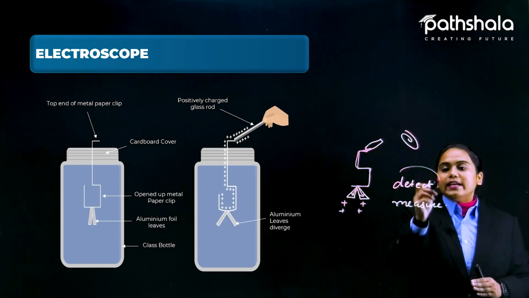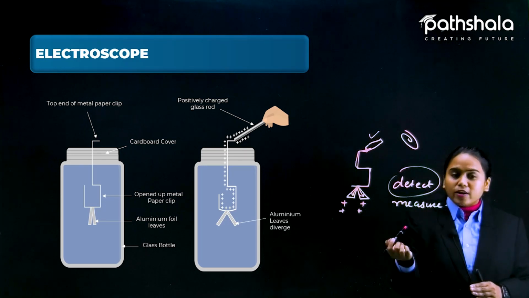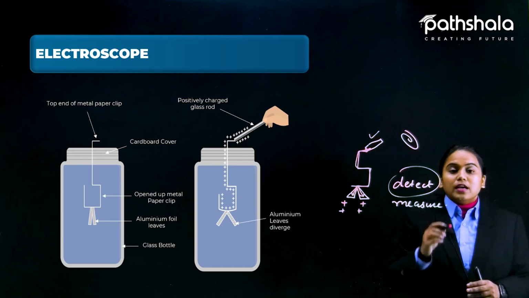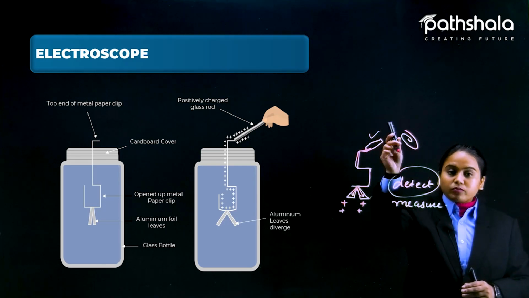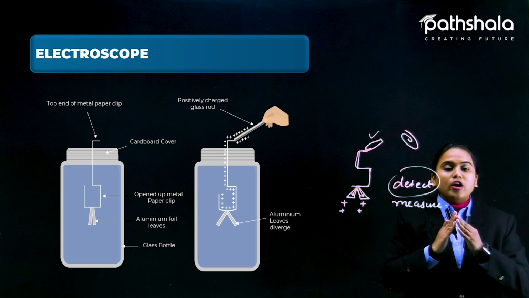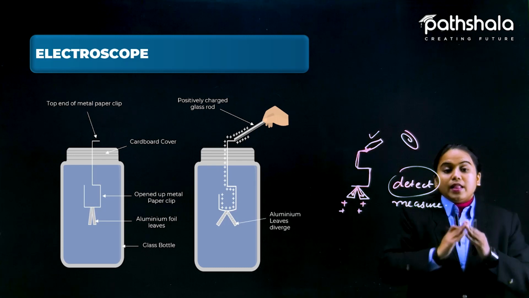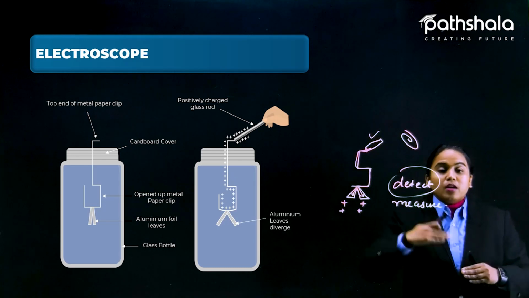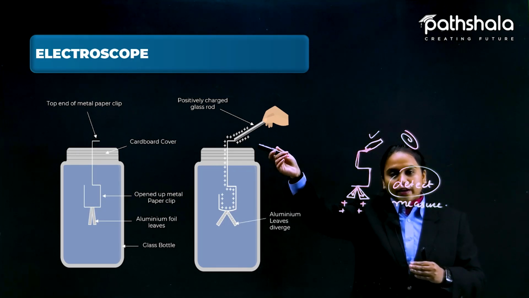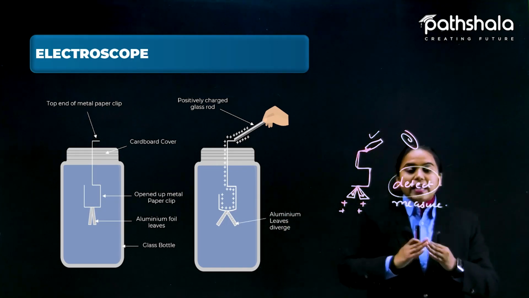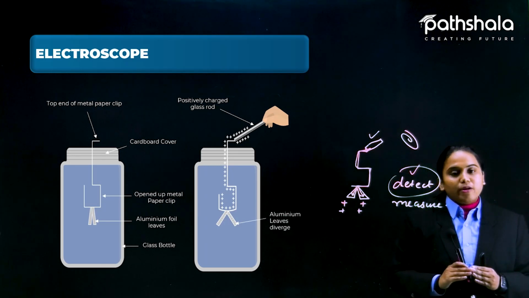So this is how we can detect whether the object we are holding has any kind of charged particle or not. If I touch this marker to the paper clip like this, the aluminium foils will not diverge; they will stay at their original position. Now if I bring a charged rod and touch it to the paper clip, the foils will diverge. That helps us detect whether charge is present on any object or not.